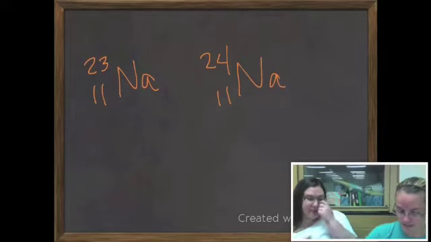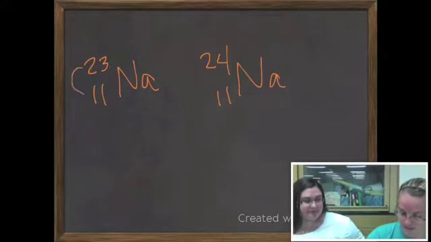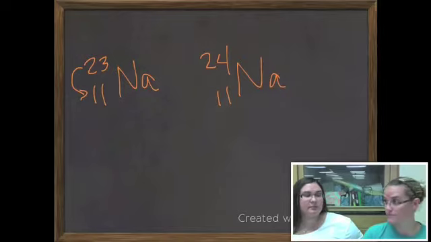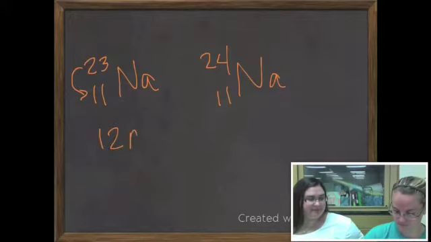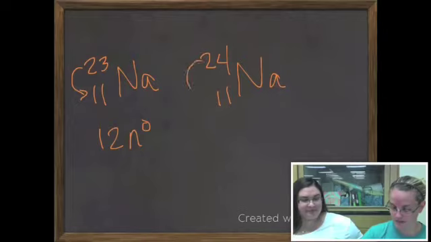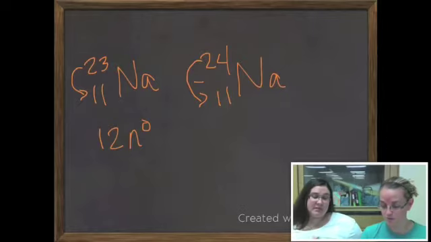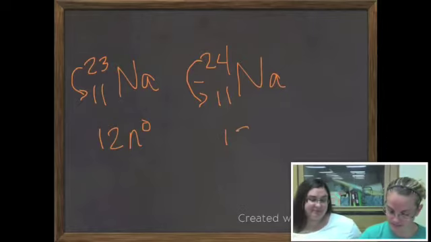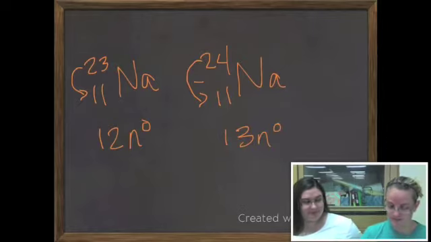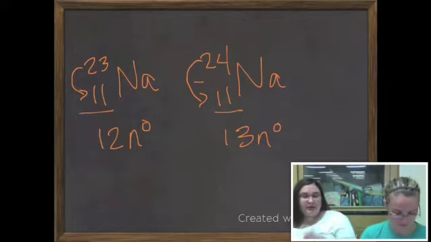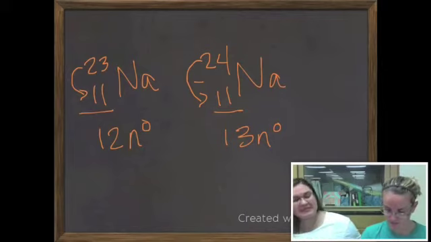So if we were to take our mass number and subtract our atomic number, how many neutrons would sodium-23 have? 12. Okay, and if I come over here and I subtract my mass minus my atomic, how many neutrons would sodium-24 have? 13. So the only difference between these, you notice, they have the same atomic number, but they have different mass numbers. Okay. And therefore different neutrons. Therefore different number of neutrons.